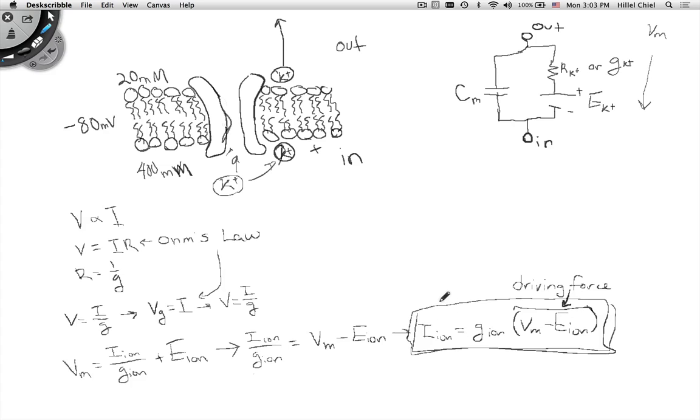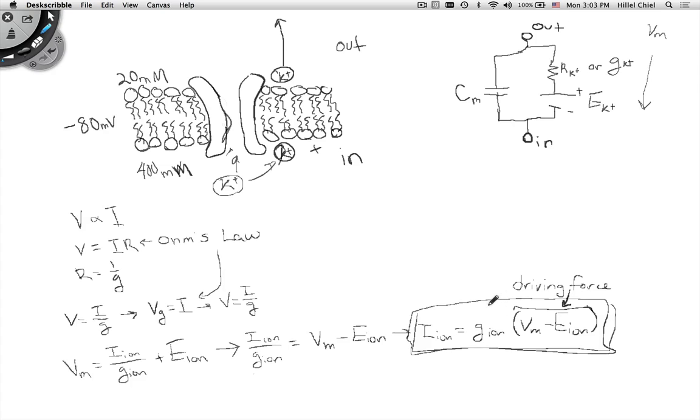Because you don't have this sort of push and pull between the membrane voltage and the Nernst potential. That's right. Good. And what happens if you shut all the holes for that particular ion? What happens to the conductance? What value does it have?